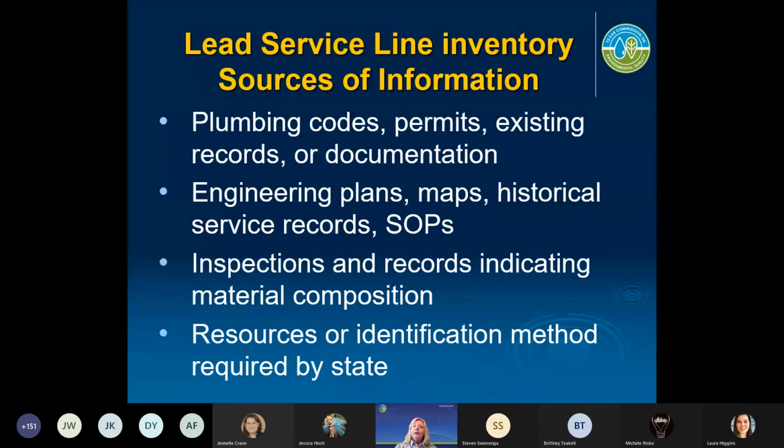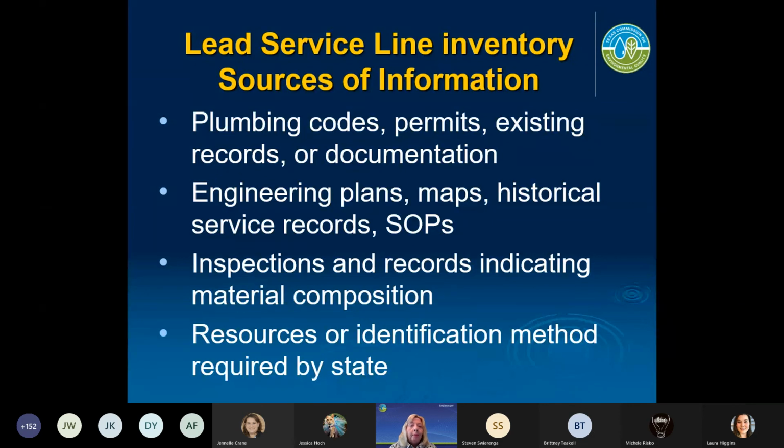This portion of the regulation focuses on basically three different areas: where to look for information, the material definitions, and also updating the inventory and being transparent about the inventory. Now, the regulation is very specific about where to look for the inventory information. It says plumbing codes, permits, existing records or other documentation, engineering plans, maps, historical service records, SOPs, inspections, records indicating material composition, or other resources.